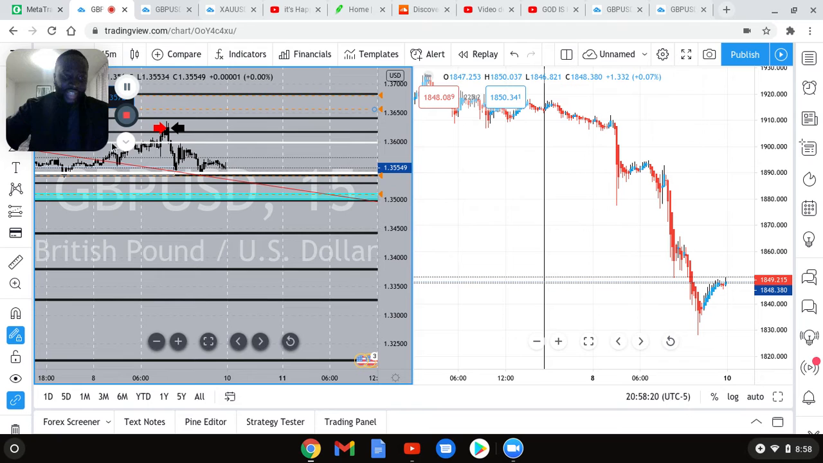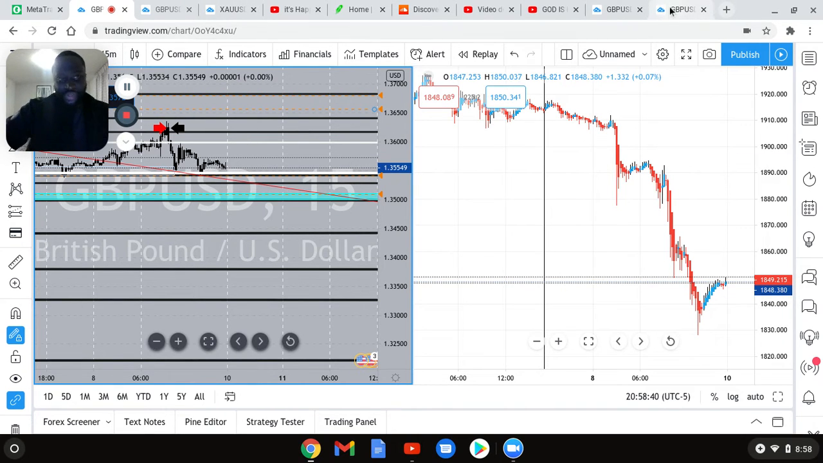So the more you go down, multiplied by how much lot size and how much money you put in, it determines how much money you make back. Okay, guys, so that is what a pip means. So the question is, what is a pip used for? A pip is used to measure how many.